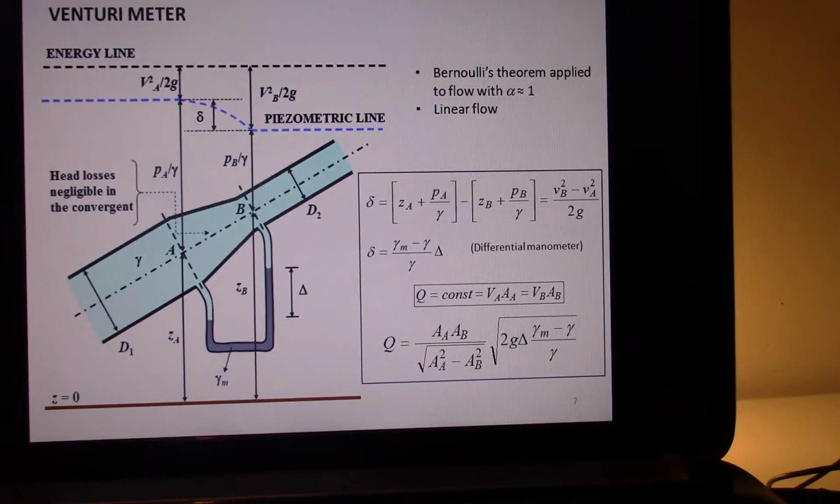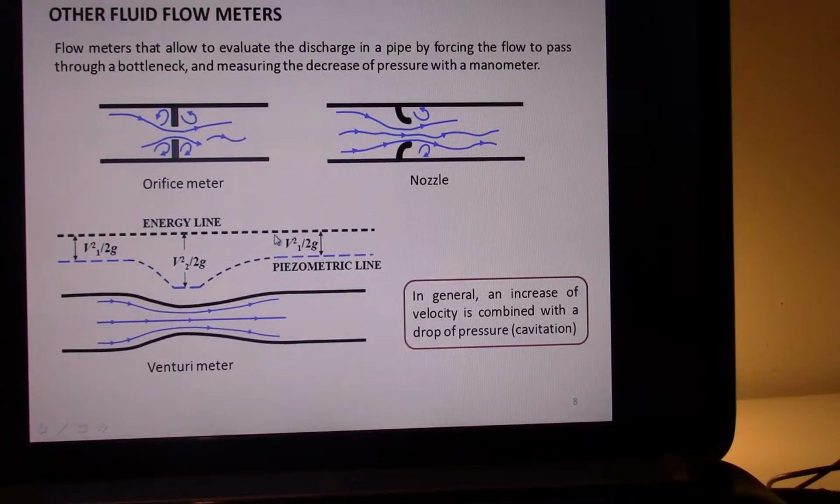So basically, let's go on. You have also other kinds of fluid flow meters. Usually flow meters allow you to evaluate the discharge inside the pipe by forcing your flow to pass through a bottleneck, a little restriction in your section. From this restriction you increase the velocity, and in this way you force your fluid to decrease its pressure, and you can measure this decrease of the pressure again with the manometer.